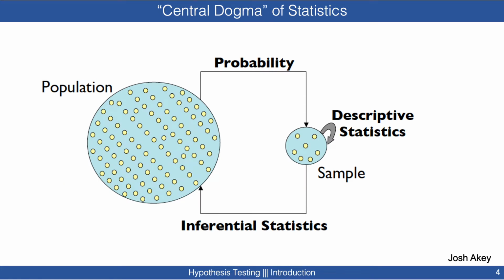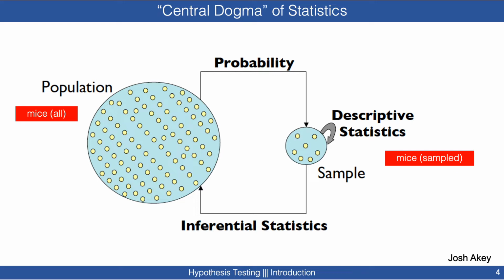At the core of statistical tests is the assumption, or the central dogma of statistics, that a small sample of a large population has, of course, the same characteristics as the population from which the small sample was taken. We are going to calculate descriptive statistics of that sample from the population in order to infer the properties of the general population.